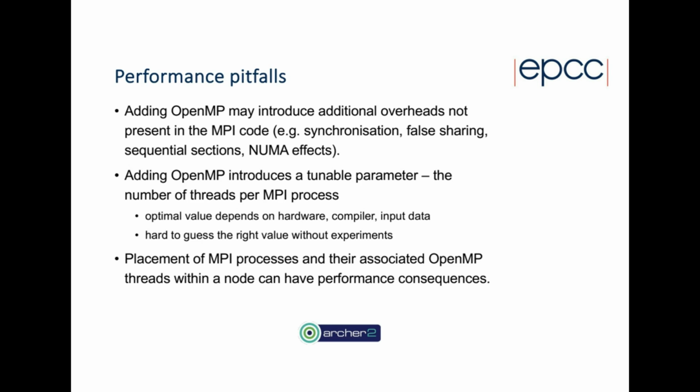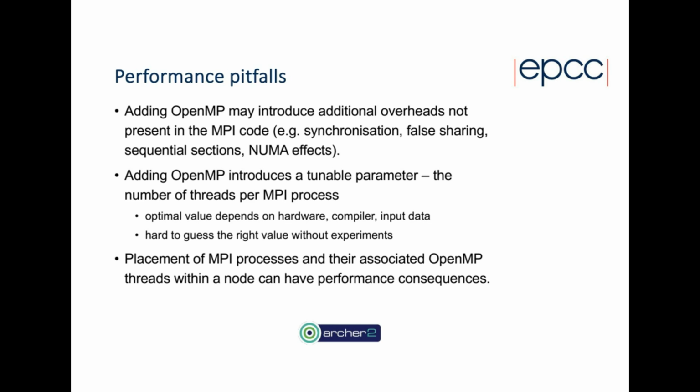Okay, so what about performance? What can go wrong with performance? Okay, well, several things. Adding OpenMP can introduce additional overheads which weren't there in the MPI code. So things like synchronization, particularly barrier synchronization, problems like false sharing, which we looked at yesterday, potentially sequential sections of code, at least sequential with respect to the OpenMP part of the program, or you can run into the new type of NUMA effects that we also talked about yesterday.